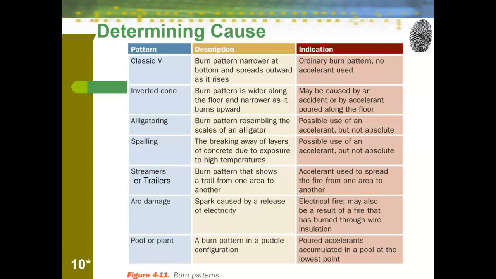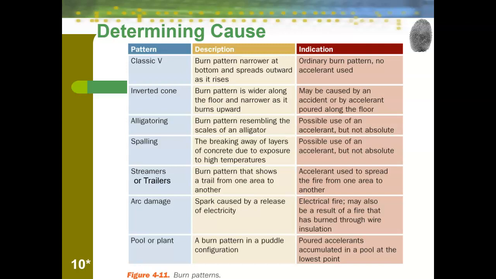Spalling is essentially the same thing, but on concrete instead of wood, and it's the breaking away of layers of concrete due to exposure to high temperatures. Again, possible use of accelerant, but not absolute. It is related to the temperature. We also used to think you could only get spalling if an accelerant was used, but now we know that a fire could get hot enough without an accelerant.